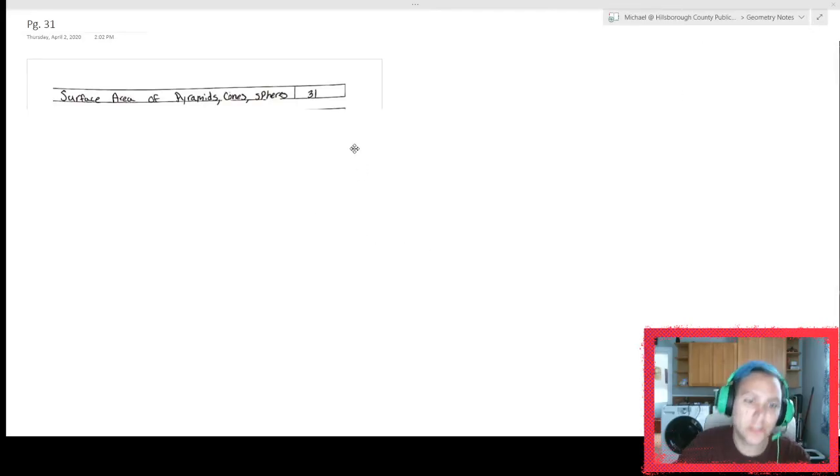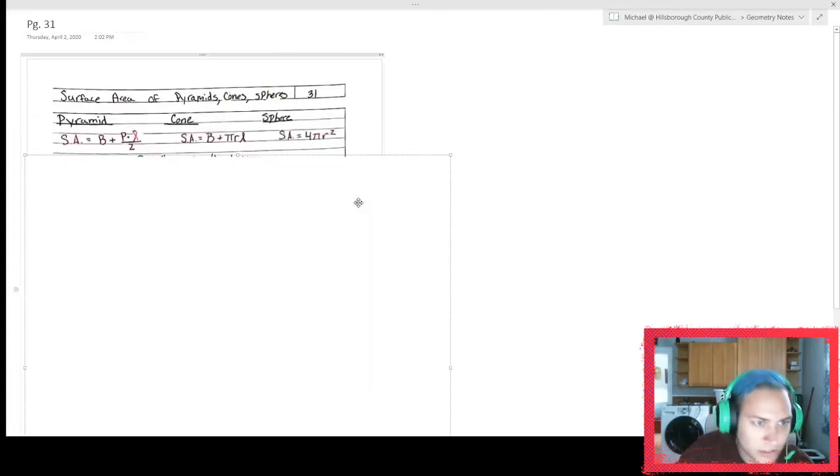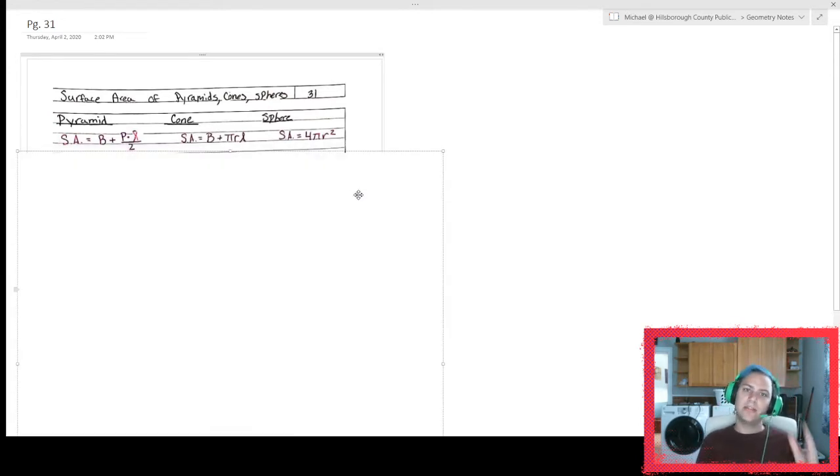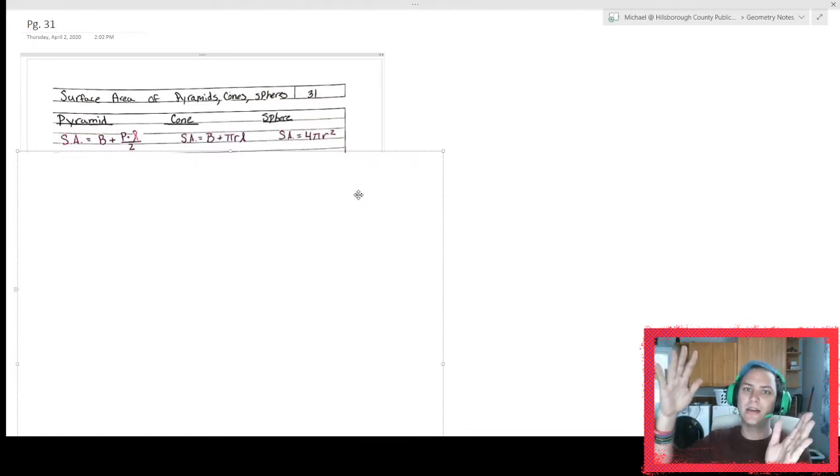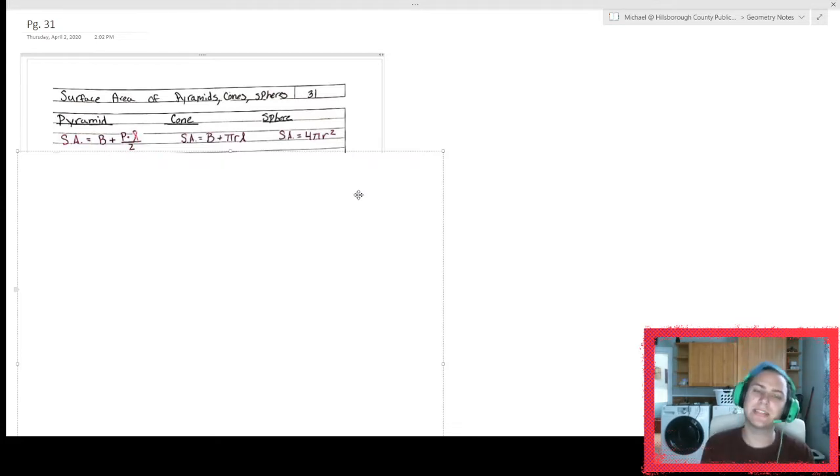So page 31. Here we're going to jump right into it. We already know what surface area is, so here are the 3 formulas you need. The surface area of a pyramid is found by using... Now remember, the difference between prisms and cylinders versus pyramids and cones is that prisms and cylinders have 2 congruent bases on either end, while pyramids and cones have 1 base, with triangles on the sides making up the rest of it. So for a pyramid, you have 1 big B.